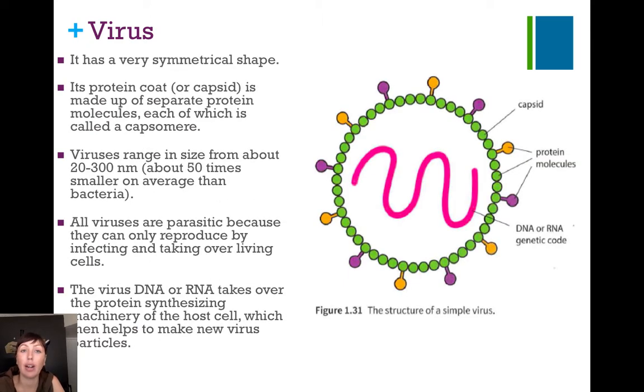Viruses are very symmetrical. Its protein coat is called a capsid, and it's made up of separate protein molecules, each of which is called a capsomere. Viruses range in size from about 20 to 30 nanometers. All viruses are parasitic because they can only reproduce by infecting and taking over other living cells. The virus DNA or RNA takes over the protein synthesizing machinery of a host cell, which then helps to make new virus particles on its own.